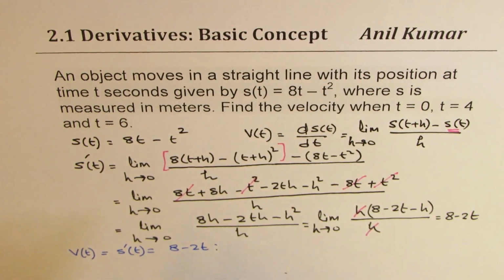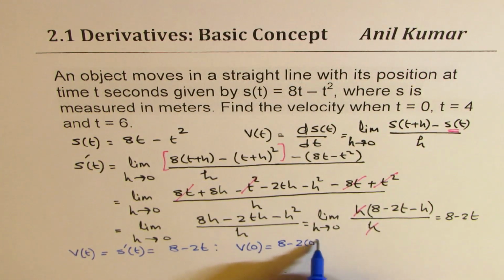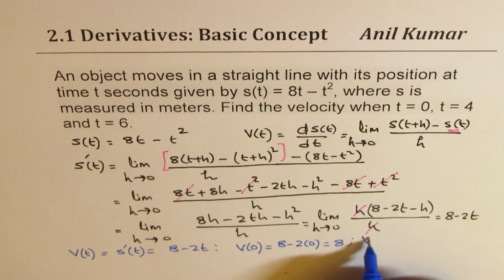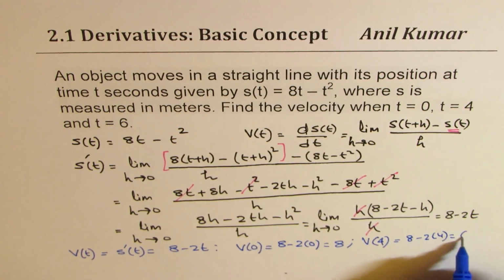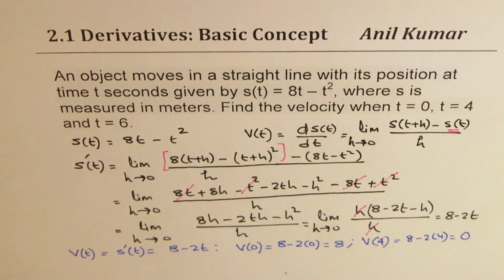Correct? We need to find velocity at t equals 0. So we'll say velocity at 0 is, substitute 0 for t, right? It is 8 minus 2 times 0, which is 8. Then we have velocity at 4. So we get 8 minus 2 times 4, which is 0, right? And of course, the units will be all meters per second, right? So all units are meters per second.